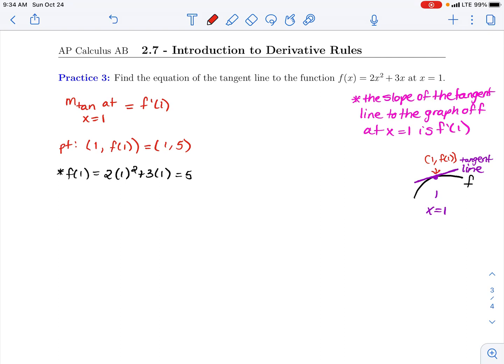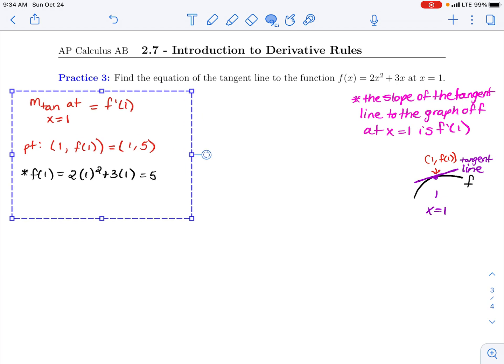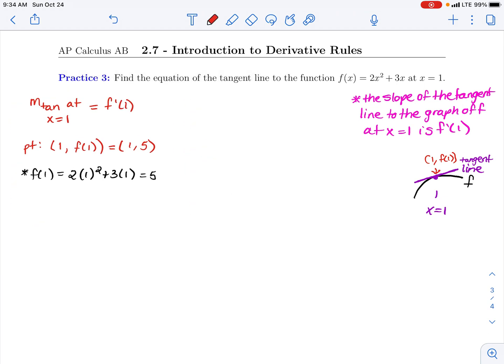Okay, now the calculus. The calculus is I need to find the derivative at 1. So first, before I find the derivative at 1, I just need to find the derivative of the function. So f prime of x is equal to... Now notice that this is a sum of functions, so I'm going to say it's the derivative of the first plus the derivative of the second.